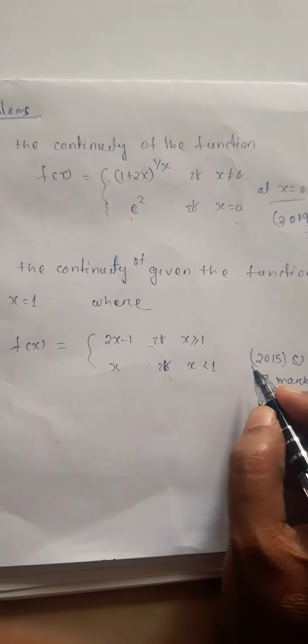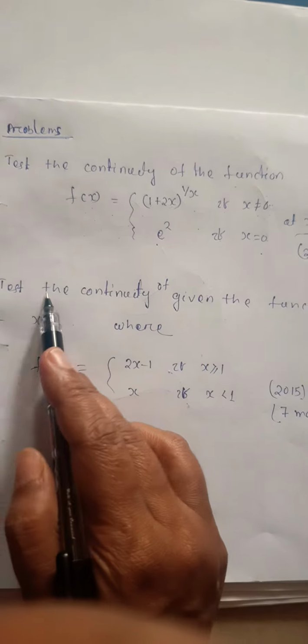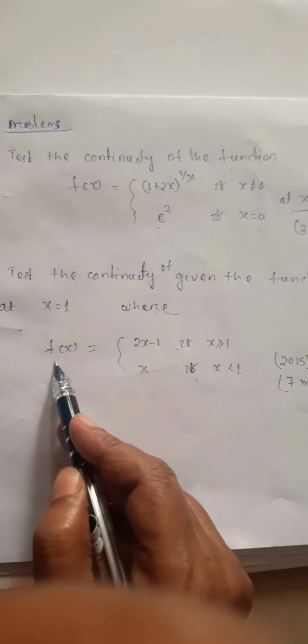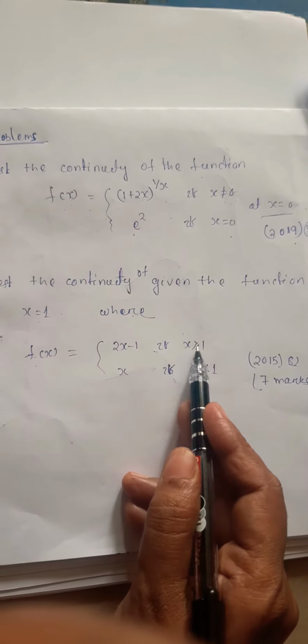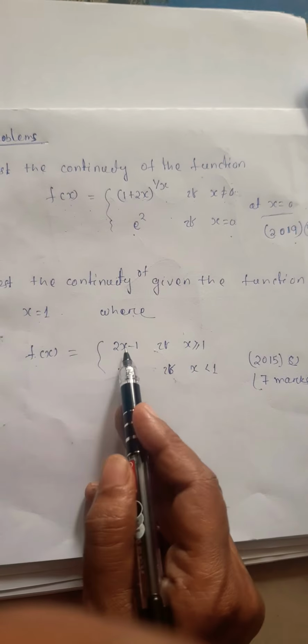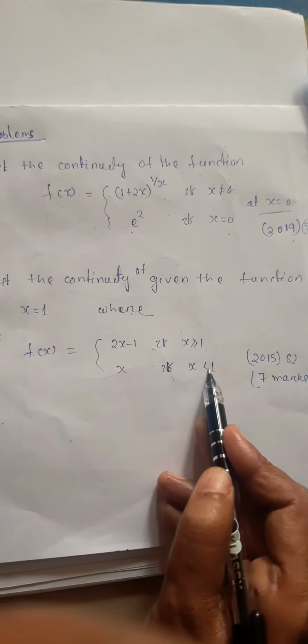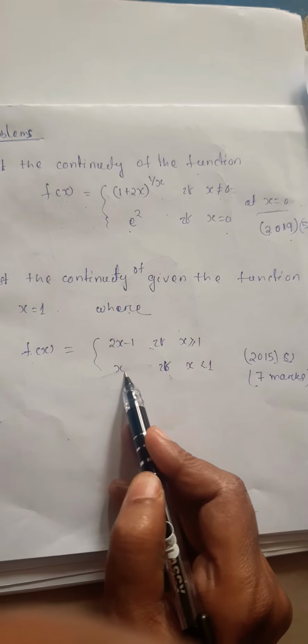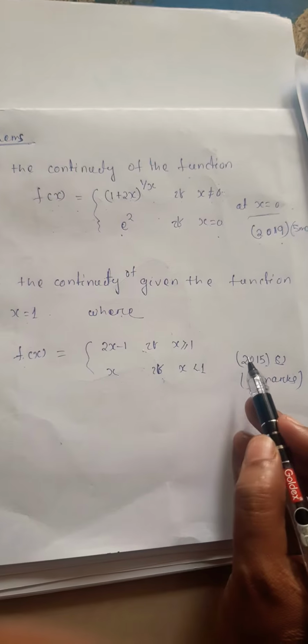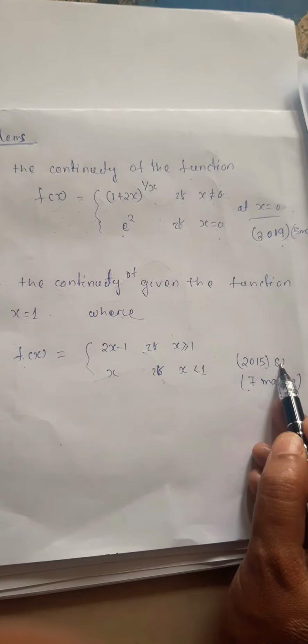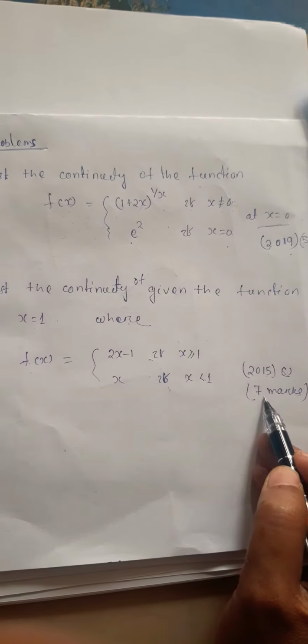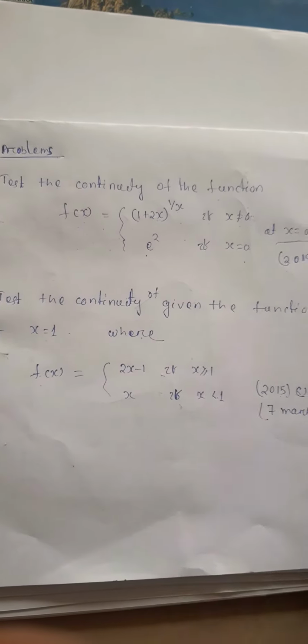So let us do a problem collected from your previous year question paper. Test the continuity of the function at x equal to 1 where f(x) is defined as: when x is greater than or equal to 1, then f(x) equals 2x minus 1, and when x is less than 1, then f(x) equals x. This is from your 2015 summer paper, which bears 7 marks. Then let us solve.